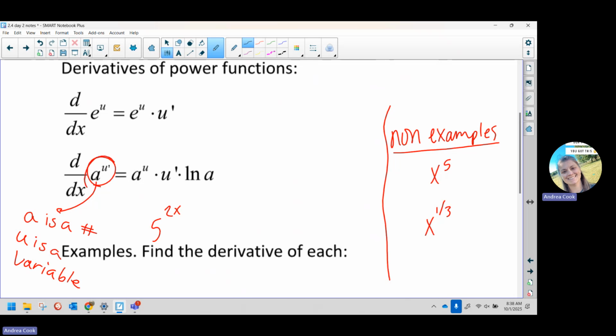So a to the u has 3 parts. It goes to itself, a to the u. Then times the derivative of the power, and then times ln of a, where a is the base. So 3 parts: a to the u, u prime, ln a.